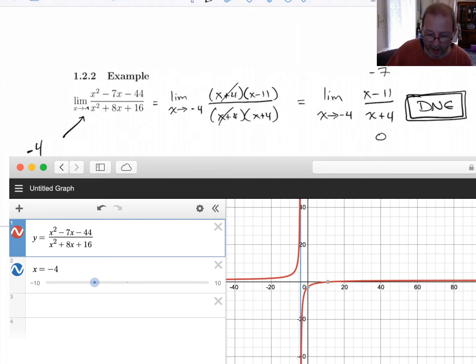Now, if it had been a one-sided limit instead of a two-sided limit, then if it had been approaching from the right, the answer would be negative infinity, and if it approached from the left, the answer would be positive infinity. Now, one more thing.